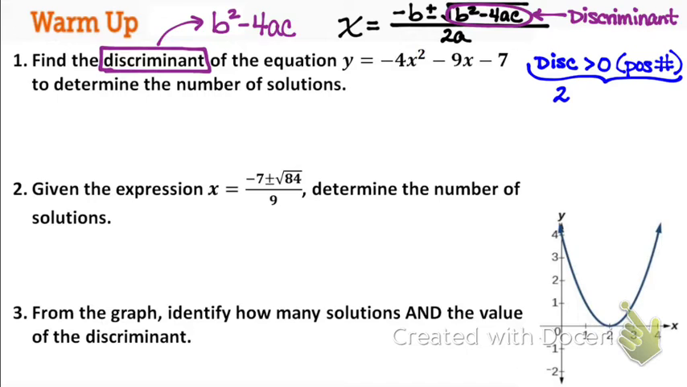Would they be real roots or imaginary roots? If I have a positive number underneath my square root, is that a real or an imaginary thing? Real. So I'm going to get 2 real roots if what's underneath the radical is a positive.